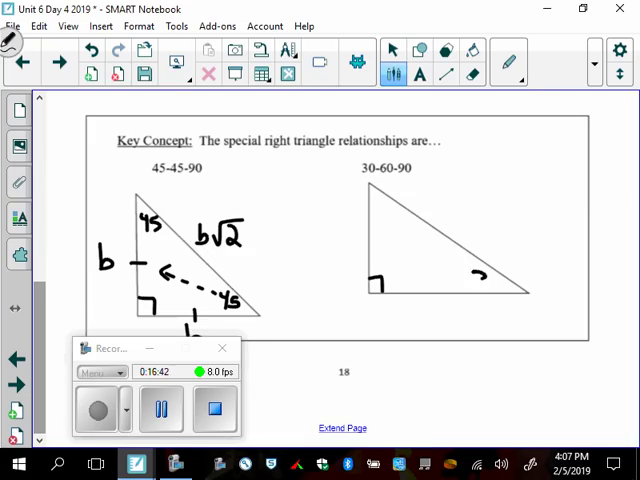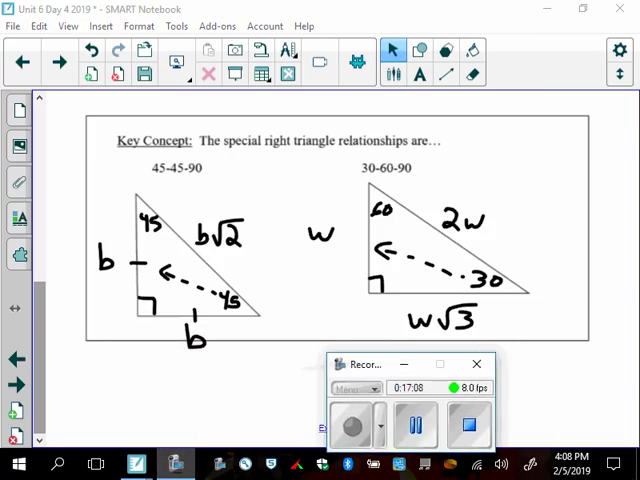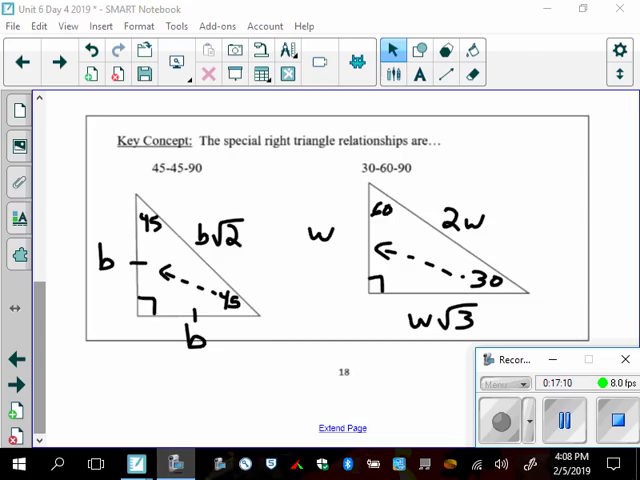So the one thing that's trickier about this is you got to recognize which one we're doing. Okay, I'm just picking a letter. Let's go with W. So I always pick across from the 30 to be my W. Okay, the hypotenuse is double that value. And then across from the 60 is that number with a radical 3. So if you were trying to memorize this, I always knew there was a radical 2 and a radical 3. Think about it like this. There are 2 equal sides for radical 2. There are 3 different sides for radical 3.